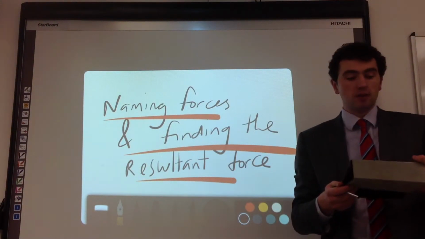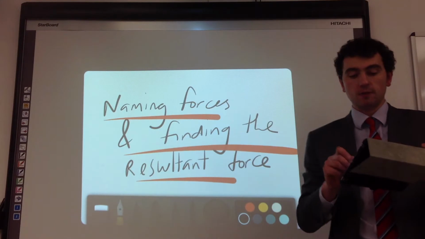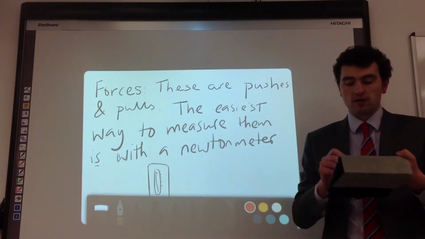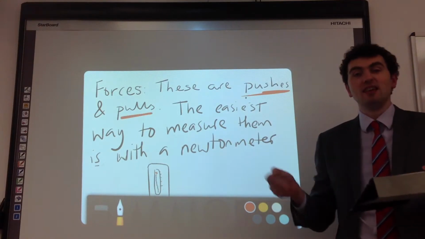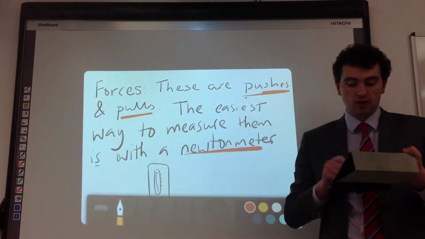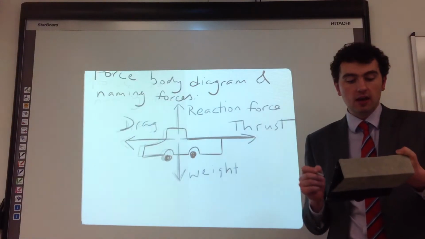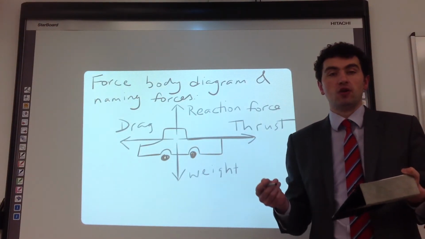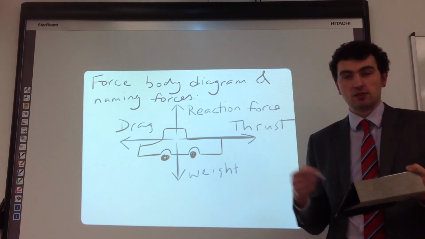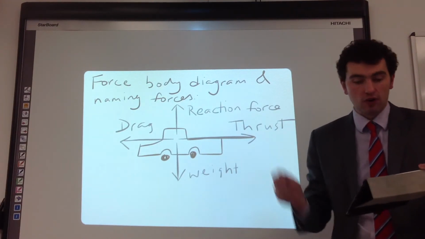Hi folks, this video is about naming forces and how to find the resultant force. So first off, what are forces? Well, the very simple way to describe a force is that it's a push or a pull, and the easiest way to measure it is with a Newton meter, that sort of spring scale thing. Now we show forces acting on a body by drawing diagrams like this with arrows. The longer the arrow, the greater the force.